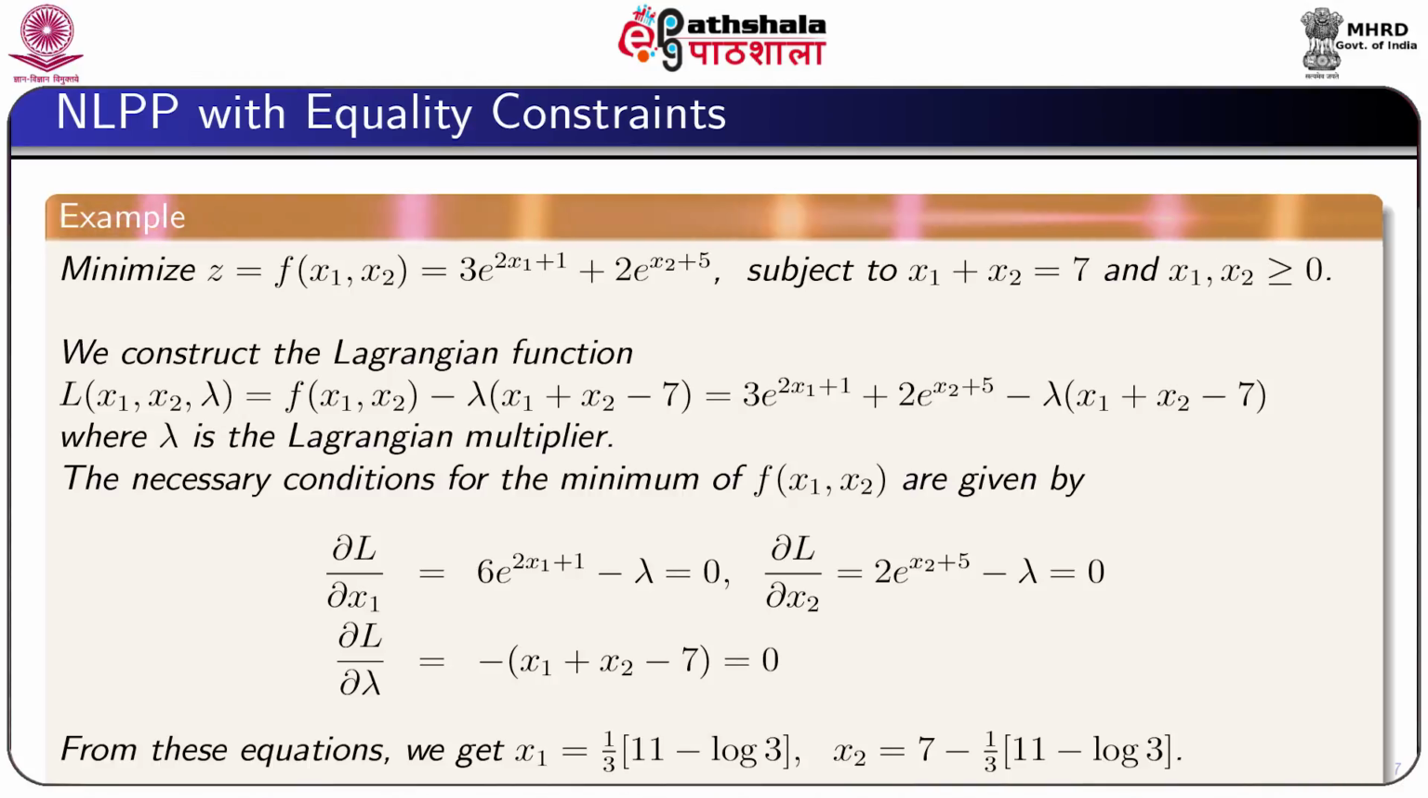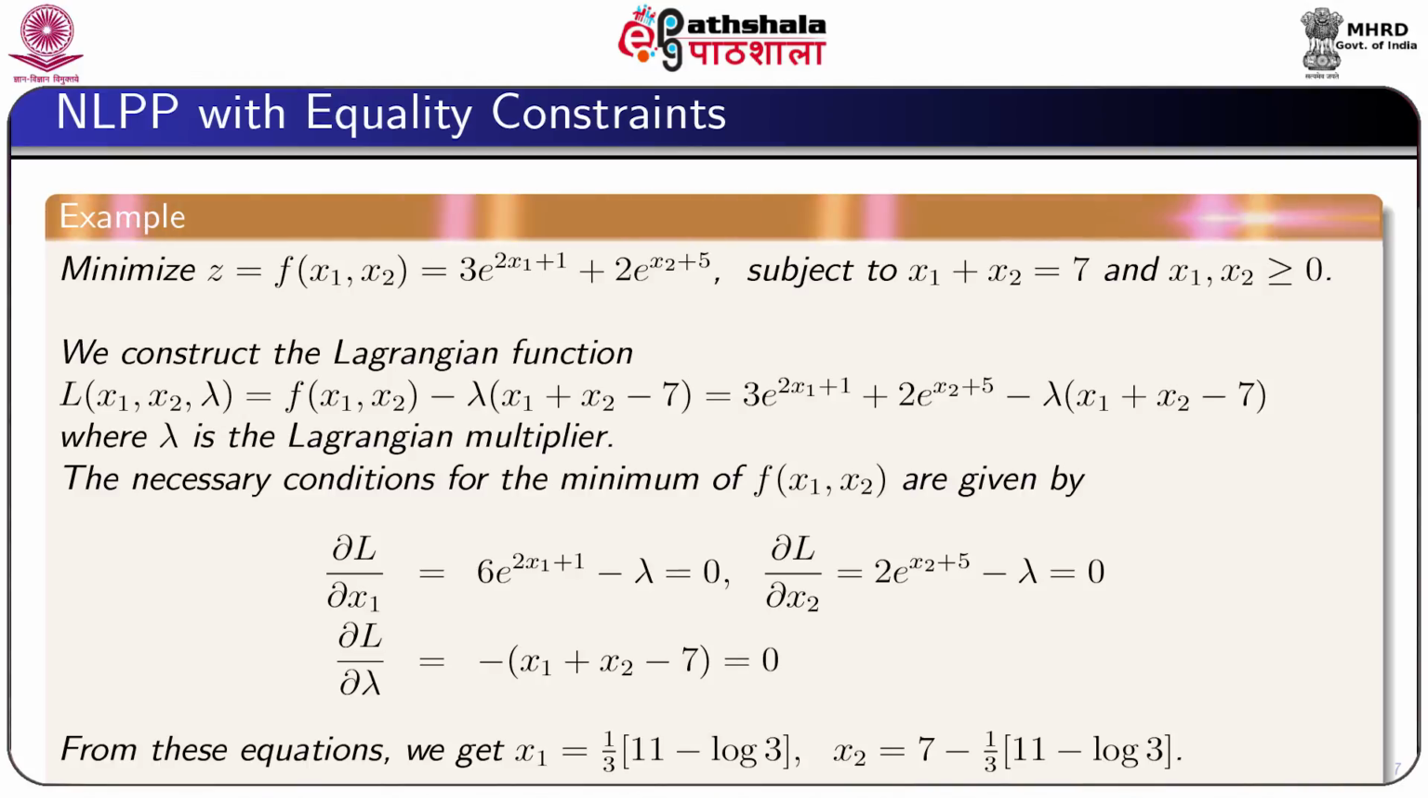Now, let us take an example. Minimize z equal to f(x1, x2) equal to 3e^(2x1+1) plus 2e^(x2) plus 5 subject to x1 plus x2 equal to 7 and x1, x2 greater than or equal to 0.